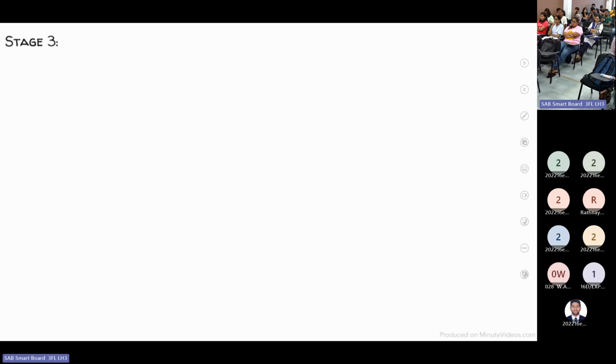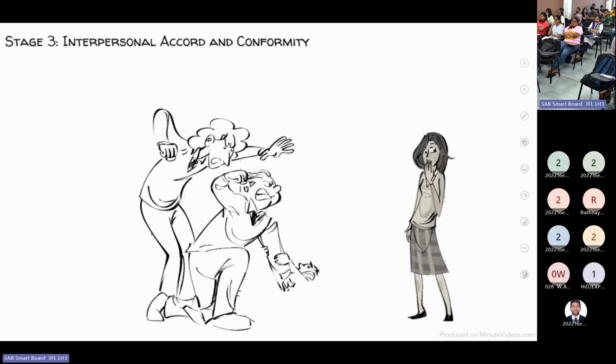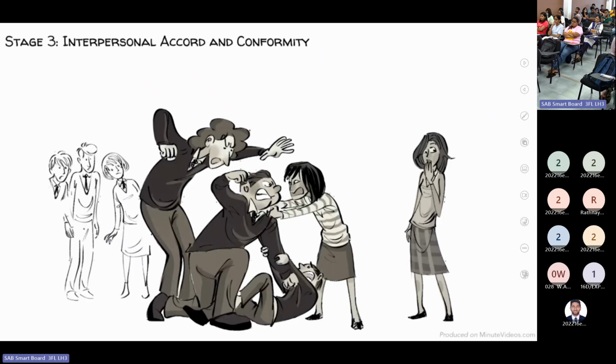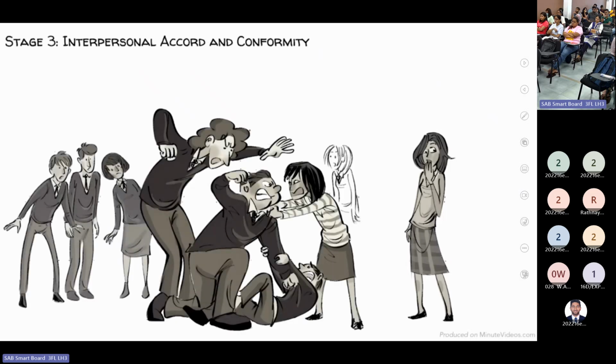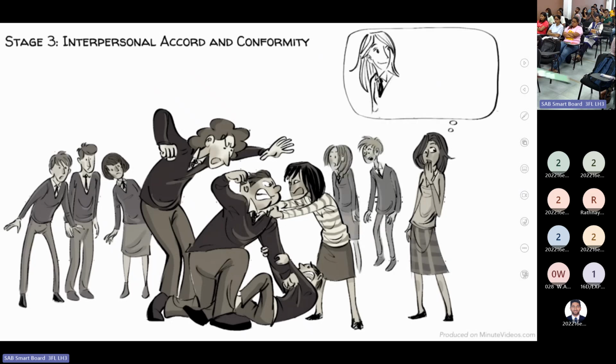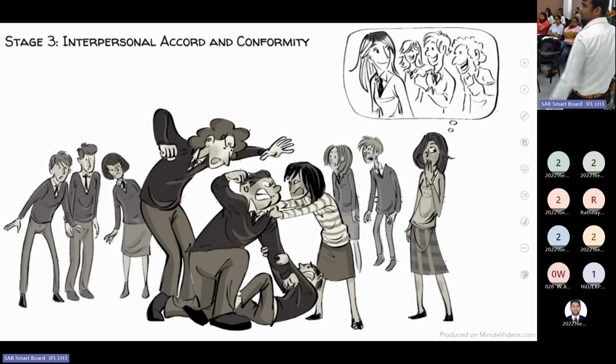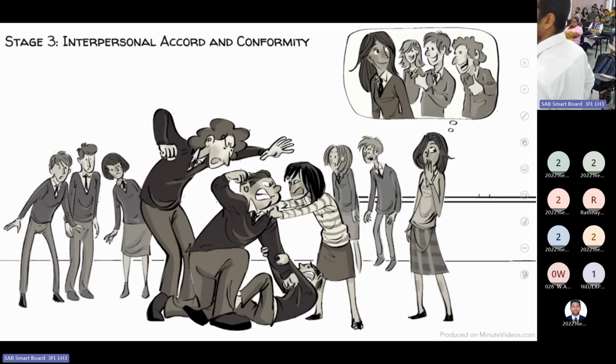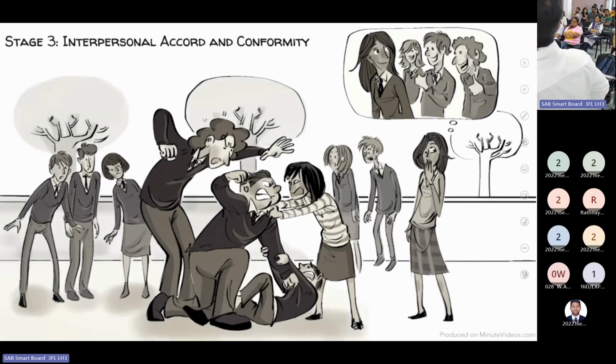At stage 3, interpersonal accord and conformity guide our moral judgment. Betty sees the fight and wants to intervene, but when she realizes that all the others are just watching, she decides not to get involved. She wants others to see that she is a good girl who is conforming with the ethics of the community. She asks herself, what do others think of me?